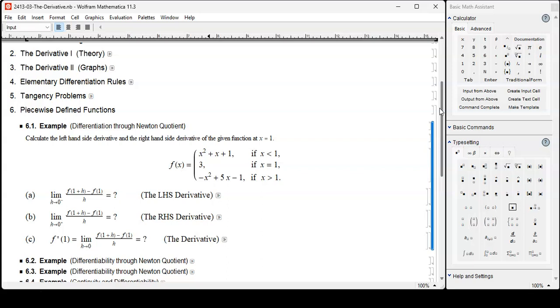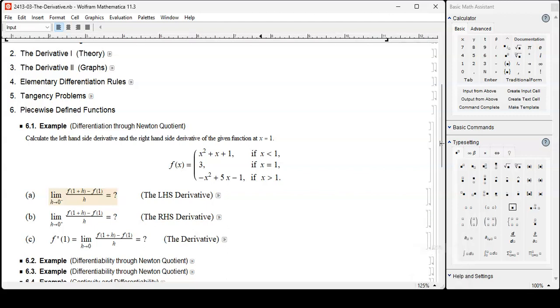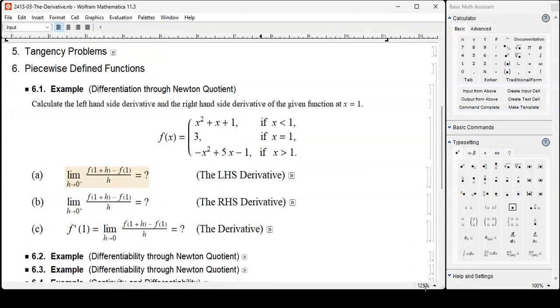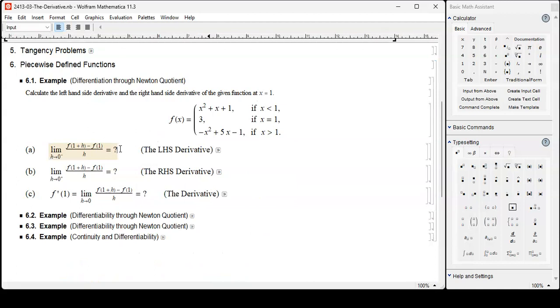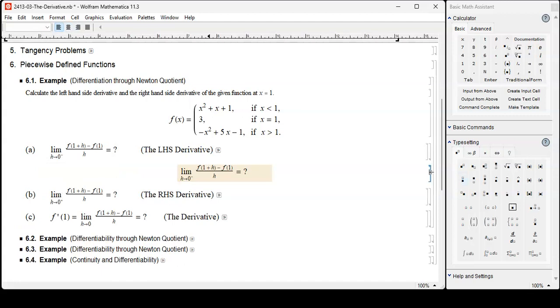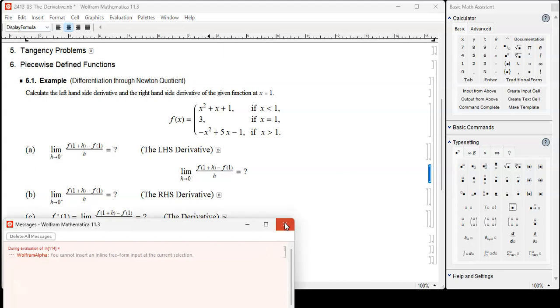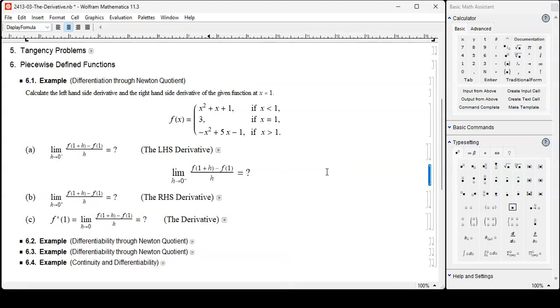Okay, let's calculate the derivative using the Newton quotient for the left-hand side. Remember here, h going to 0 minus. Let's increase the font. Everything is increased, so it's a little bit hard to see. I'll just take this and increase this font only. Sorry about that, wrong key. Okay, alright. Even more.